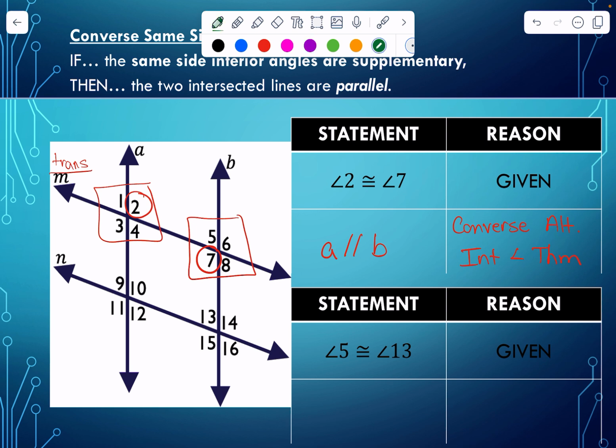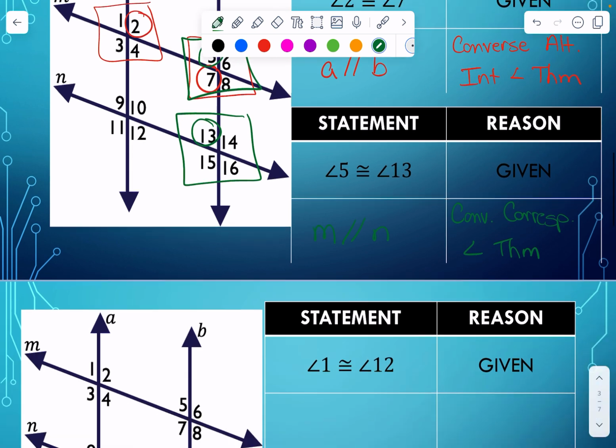If we look here, we've got 5 and 13. So I'm talking about this intersection and this intersection. The line that's cutting through both of those is B, so my transversal would have to be B, which would make M parallel to N, and 5 and 13 are corresponding, so this would be by the converse corresponding angle theorem.